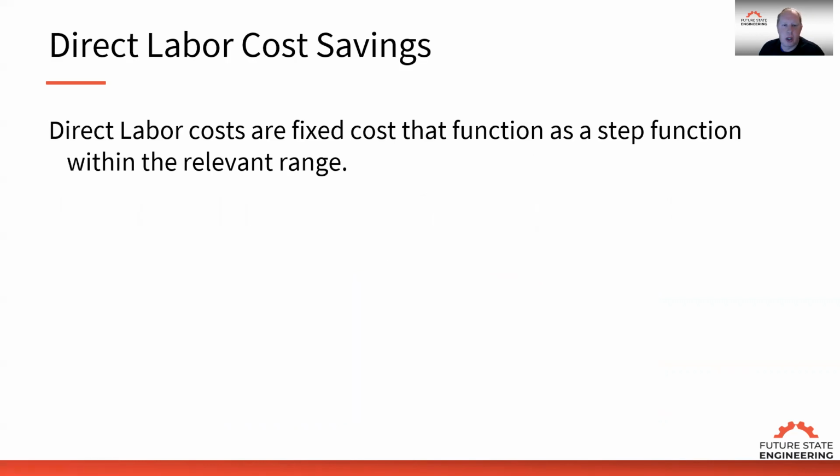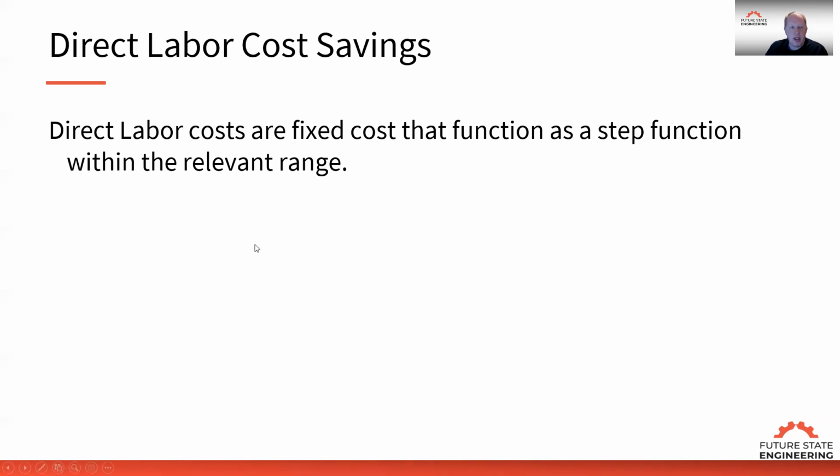So let's talk about direct labor savings. If we look at direct labor savings from a macro perspective, direct labor costs are fixed. That means we have so much direct labor that we've hired for the organization to function, and we're not hiring and firing people every week. So the direct labor cost that's fixed acts in a stepwise function. As we increase, labor goes up in a stepwise manner, or if we decrease labor, it goes down in a stepwise manner.